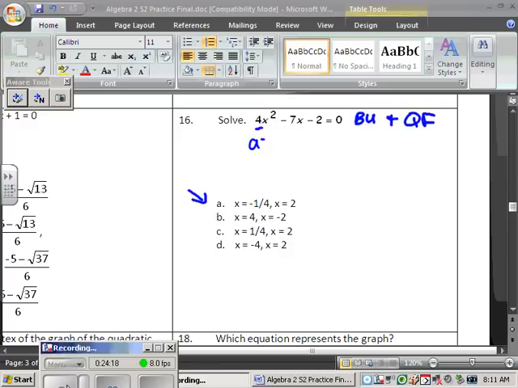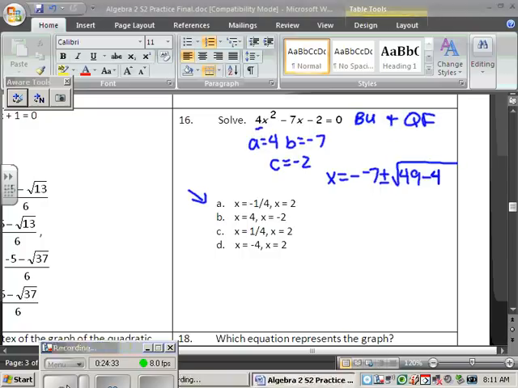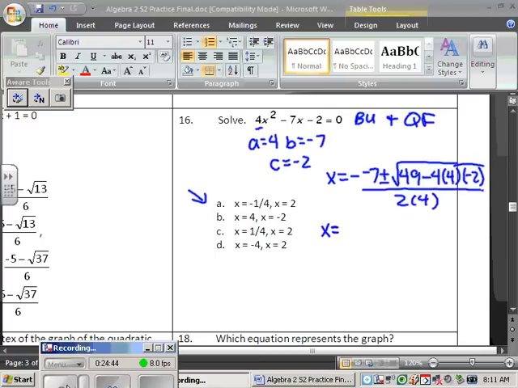So we have a is 4, b is -7, and c is -2. So when we plug it in, we have -b, so -7, plus or minus, -7 squared is 49, minus 4 times 4, that's a, times c, which is -2, divided by 2a, so 2 times 4. So then we have, to simplify, the -7, so it's +7, plus or minus, radical. Then we have 8 in our denominator.